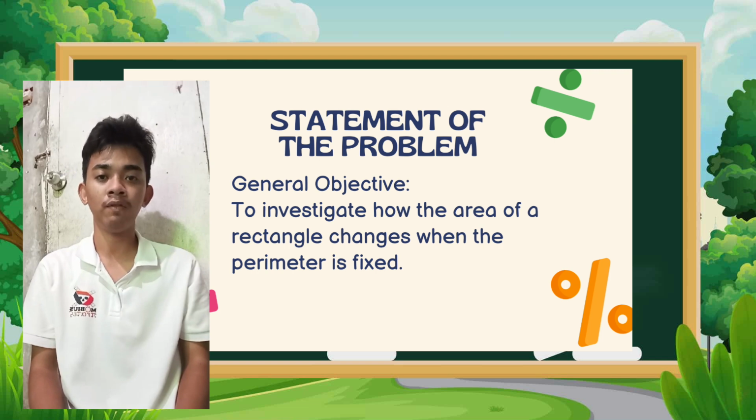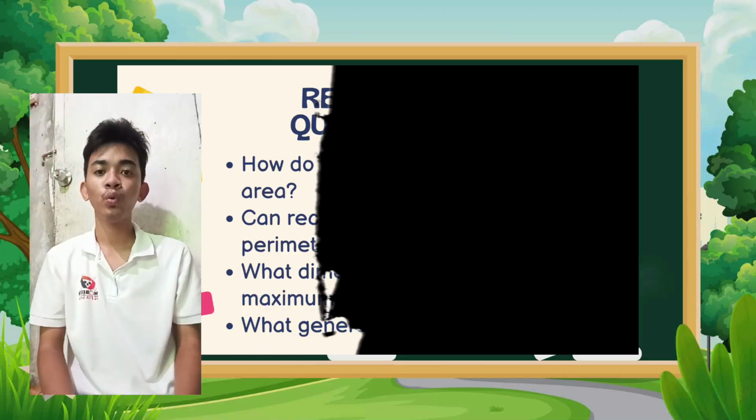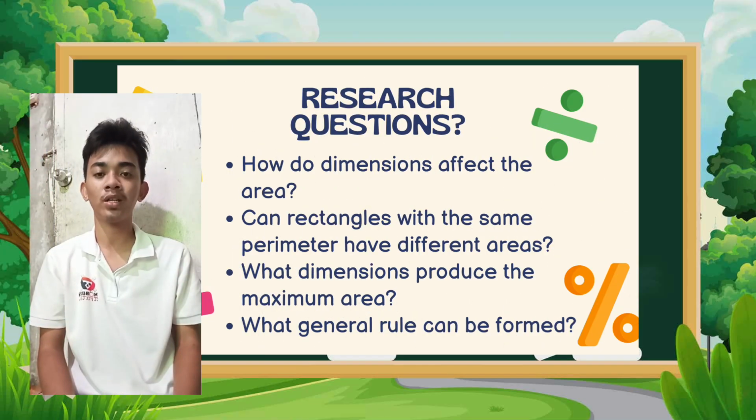changes or behaves when its perimeter is kept constant or fixed. We aim to identify exactly how changing the length and width affects the total space enclosed by the shape. We seek to answer four research questions.